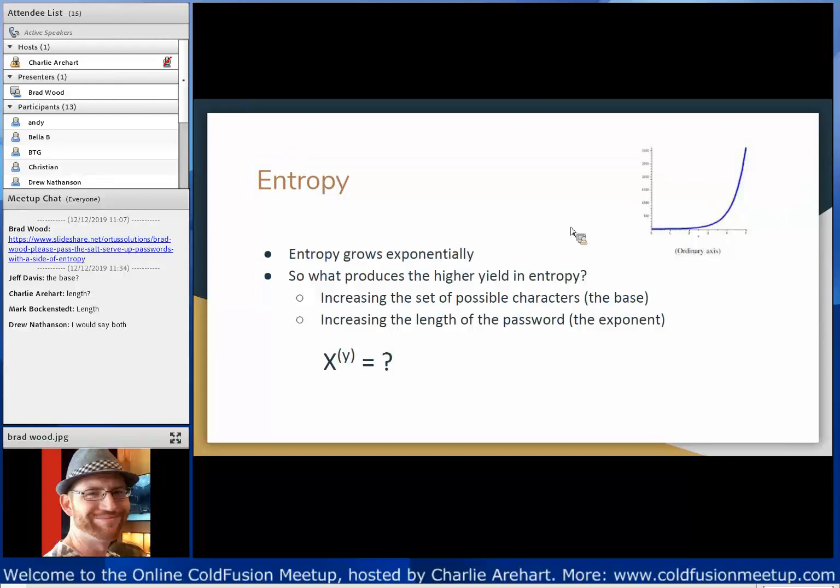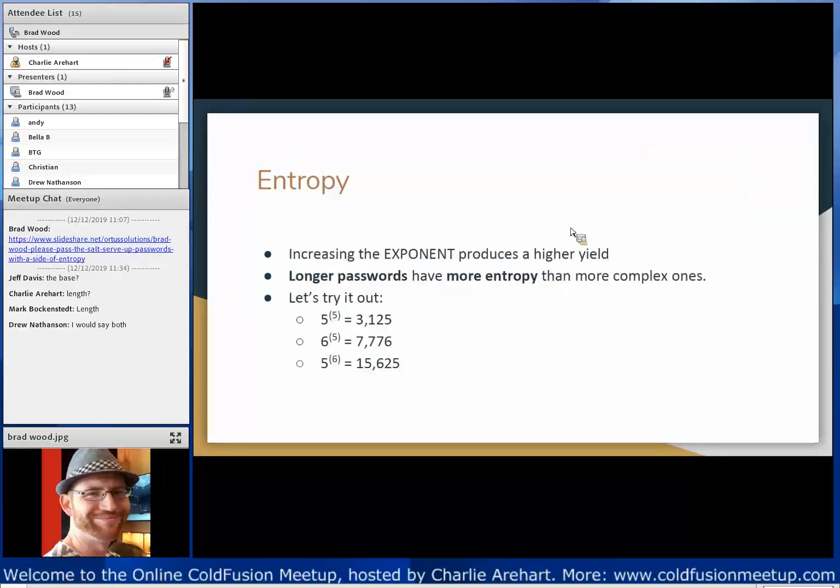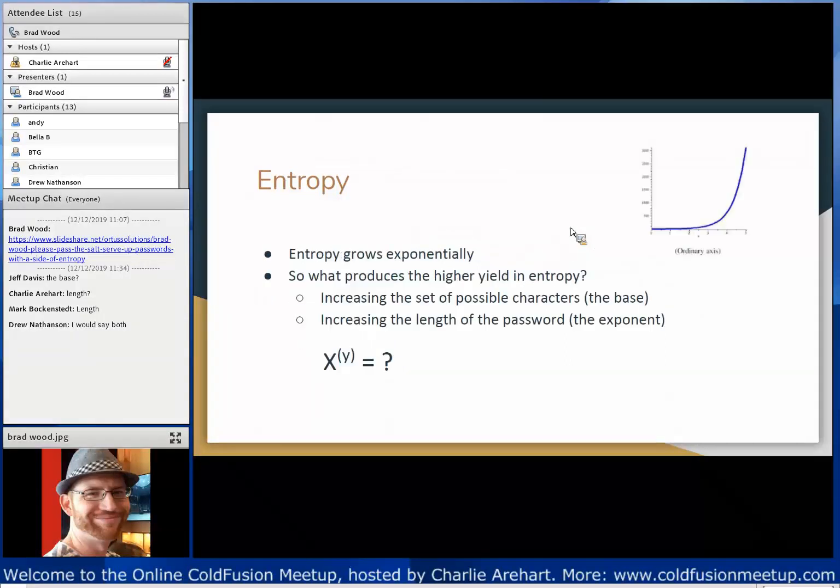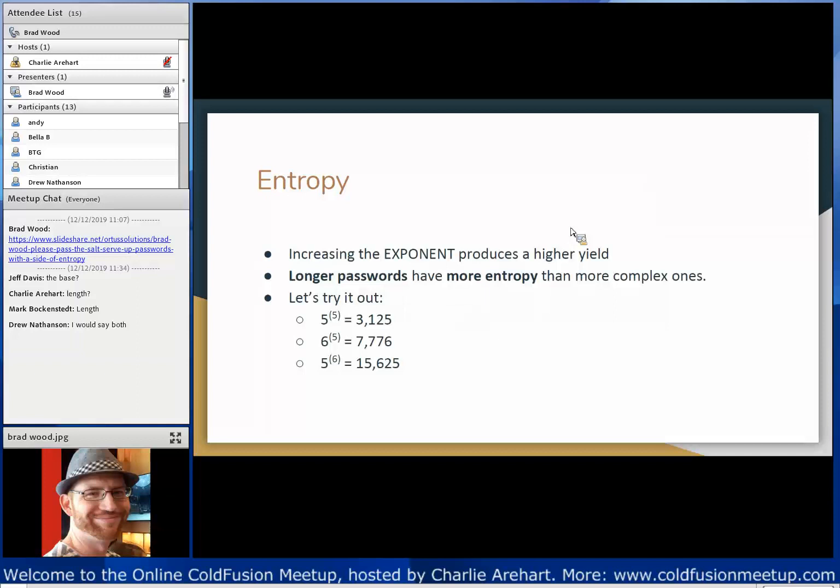Okay. Drum roll. Increasing the exponent produces a higher yield. And of course, if we go back, the exponent is the length of the password. So making a user have a longer password gives you far, far, far higher entropy than making the user use all sorts of crazy characters. So let's take a look at it. Longer passwords have more entropy than more complex ones. And that's exactly what the cartoon at the beginning of our slide deck showed us.